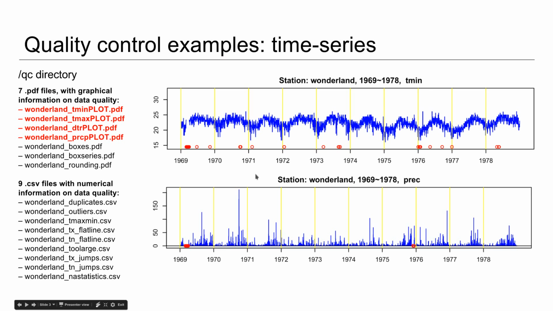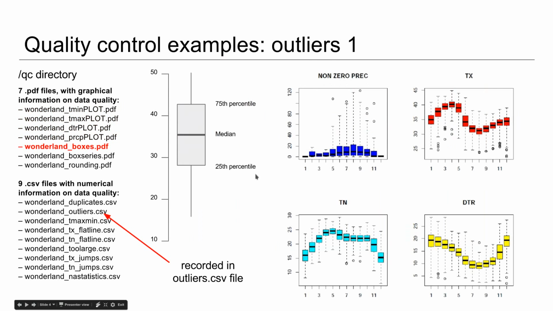Okay, the next PDF ends in boxes.pdf, and this file shows you some box and whisker plots that help you identify outliers based on the interquartile range statistics. So it shows 4 box and whisker plots like this, one plot for precipitation, one for TX, TN and DTR. So TX is maximum temperature, TN minimum temperature, and DTR the daily temperature range.